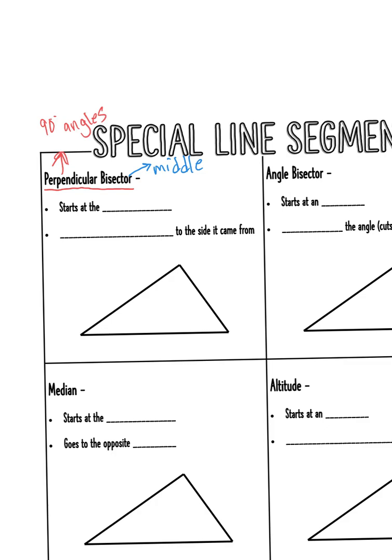Okay, so for a perpendicular bisector, what you need to know is that it always starts at the midpoint. And it is, you already know this, perpendicular to the side it came from.